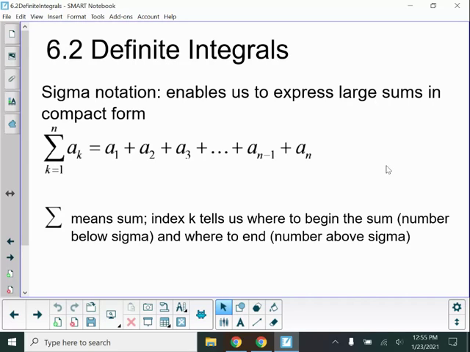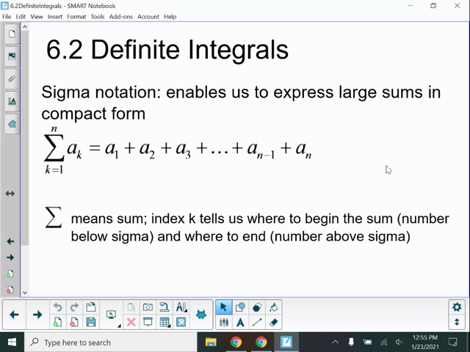This is your video for 6.2 definite integrals, and this will also be split into two videos, so this is your part one. The first thing we have on here is just something about sigma notation, and you should recall from Algebra 2 that sigma notation is something that enables us to express large sums in compact form.